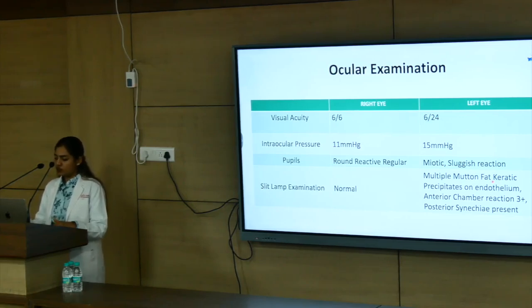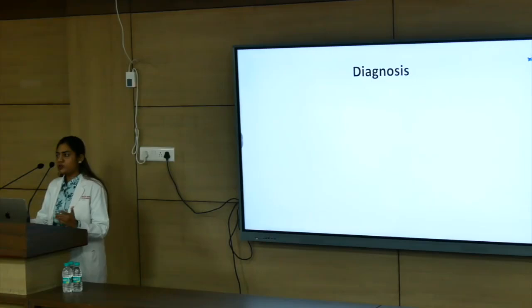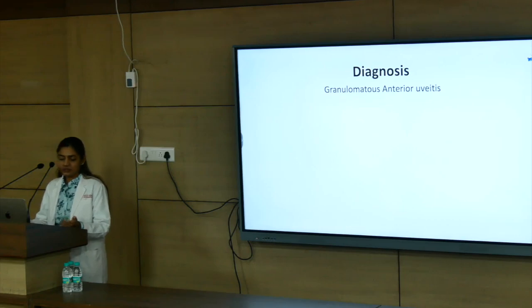On ocular examination, visual acuity in the right eye was 6/6, while in the left eye it was 6/24. Intraocular pressures were normal. Pupils in the right eye were round, regular and reactive, while in the left eye they were miotic and showed a sluggish reaction. On slit lamp examination, the right eye was normal. The left eye showed multiple mutton fat keratic precipitates on the endothelium, an anterior chamber reaction of 3+, and presence of posterior synechiae. So what do you think our diagnosis will be? Granulomatous anterior. You are right, it is granulomatous anterior uveitis.